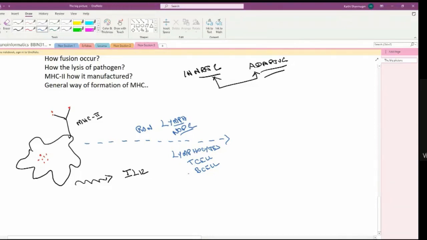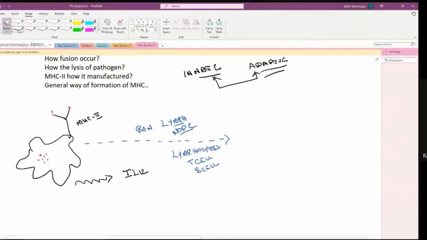Yes, sir. Okay, so once this is presented to the T cell or the B cell, so the T cell and B cell are part of the acquired immune system. They're not part of the innate immune system. Now you can understand this presentation to the T cell and B cell is very crucial for enabling the acquired immune system. Otherwise, the acquired immune system will not be enabled.